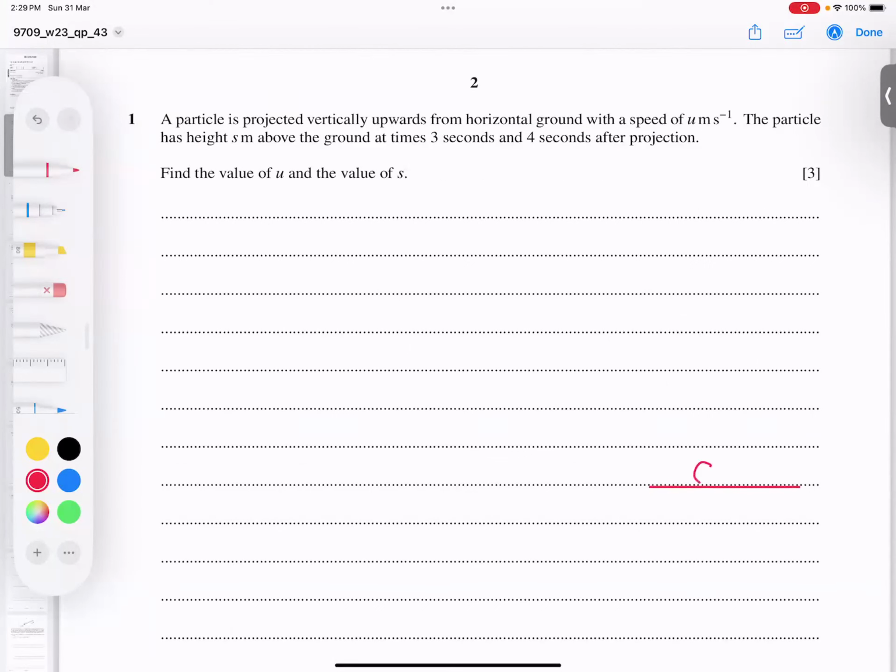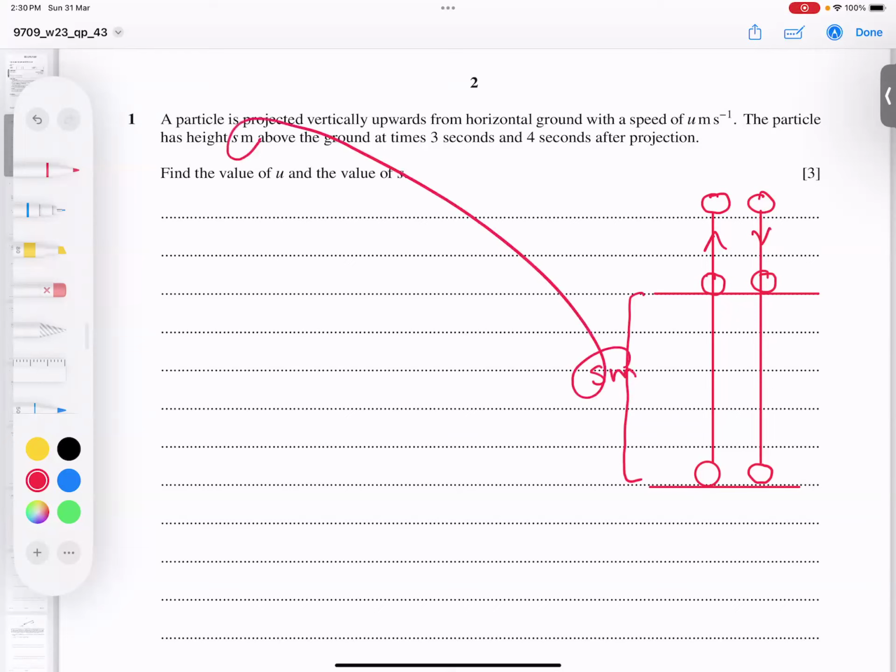So when we throw a particle from here, it will naturally go to the top, stop here, and come down. It's a natural process. But in the whole process, it passes this height two times, once here and once here. So this height is s meters. It is very clearly mentioned here, s meters.